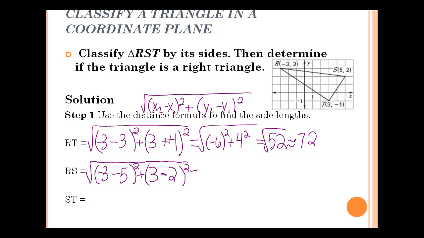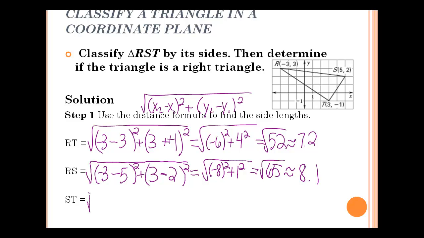Now let's just simplify that. So I've still got my square root. Negative 3 minus 5 is negative 8. So I've got negative 8 squared plus 3 minus 2 is 1, so here I've got 1 squared. So negative 8 squared is 64 plus 1 squared, well that's just 1. So 64 plus 1 is 65. So I've got the square root of 65, which is about equal to 8.1.